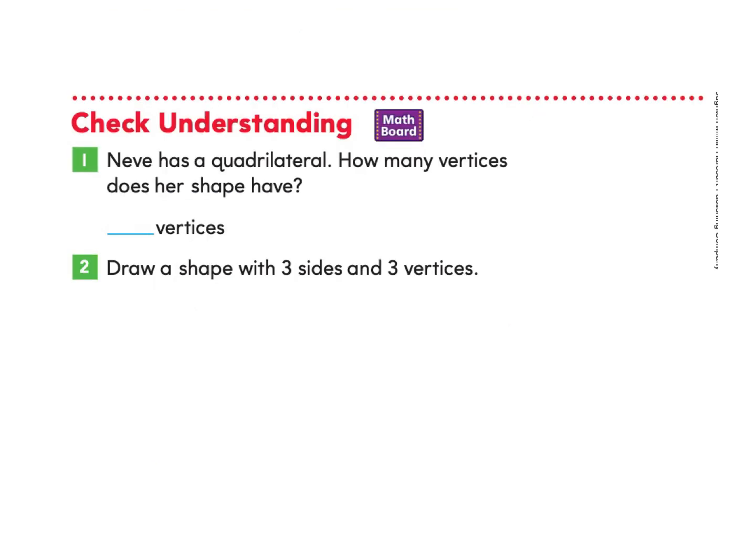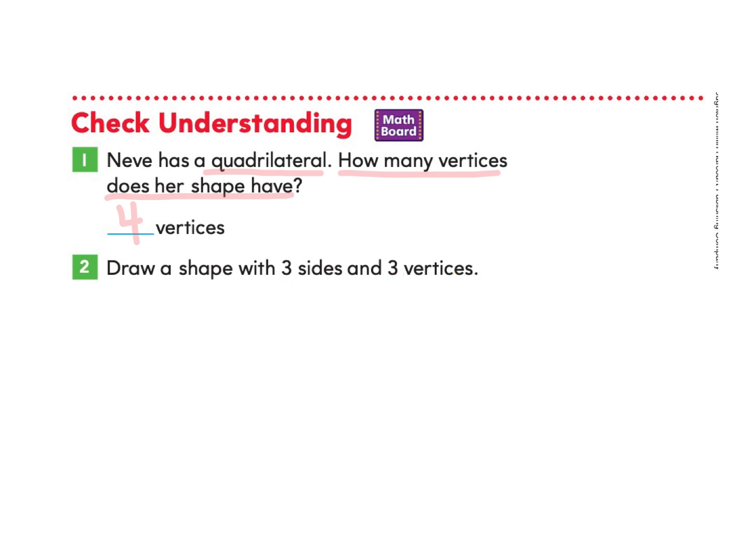Number 1, Neve has a quadrilateral. How many vertices does her shape have? You may need to go back and take a look at what a quadrilateral is in this lesson. A quadrilateral means 4 sides and 4 vertices. So I'm going to write in 4 vertices. Now let's take a look at part 2. Draw a shape with 3 sides and 3 vertices.